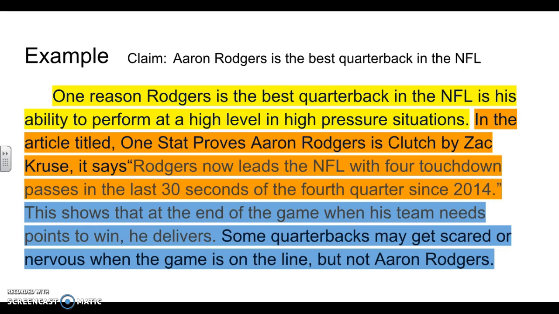Alright, here's the first example. Look at example 1 and read it. You'll see in yellow is my reason, orange is my evidence, and blue is my reasoning. The claim was that Aaron Rodgers is the best quarterback in the NFL, and I give a reason why, then give evidence and explain the evidence.